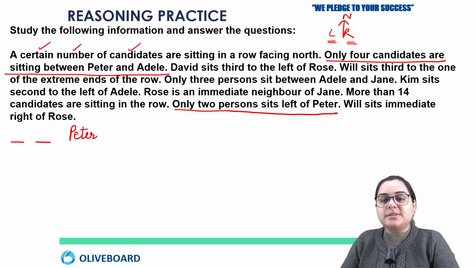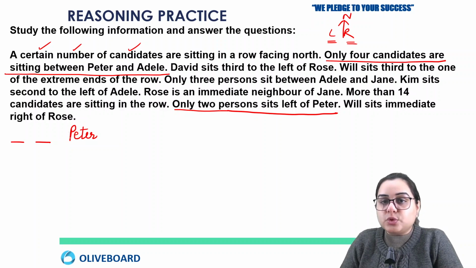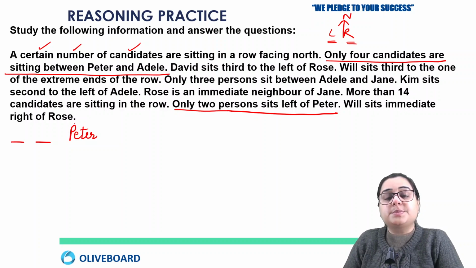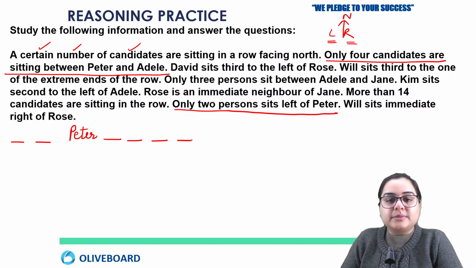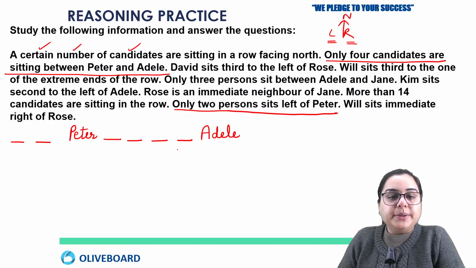Now, just because towards the left of Peter there are just 2 persons, and if there are 4 persons between Peter and Adele, that means I cannot write Adele towards the left of Peter. So I'll have to write Adele towards the right of Peter. So leaving 4 spaces, I'm going to write Adele here.